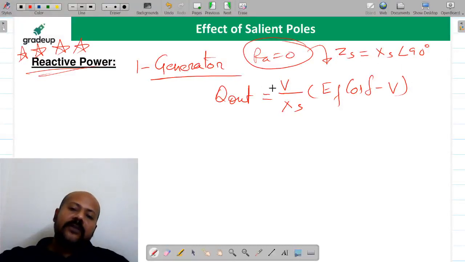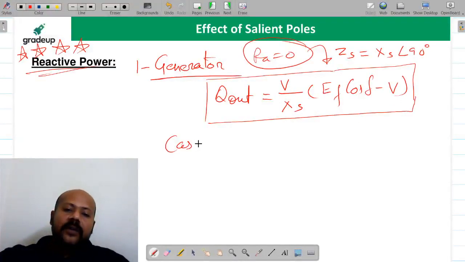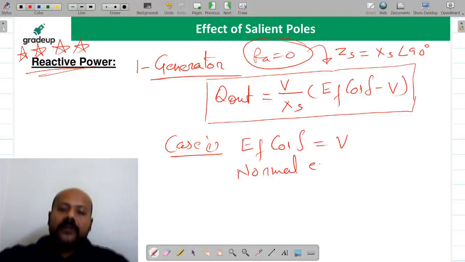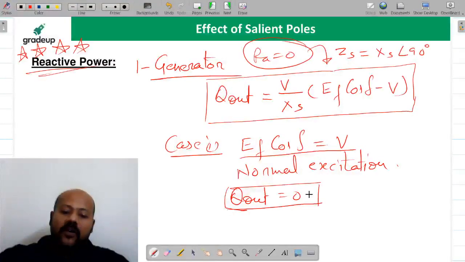We just put these values in that equation and you will get the expression for the reactive power output of the generator. Now I am going to discuss three cases. What is case 1? Case 1 is if EF cos del is equal to V, then we call it normal excitation, because if this EF cos del is equal to V, then Q out is going to be 0. I hope you are getting this idea.